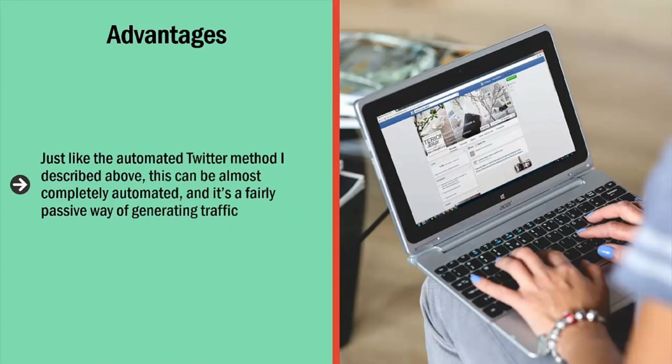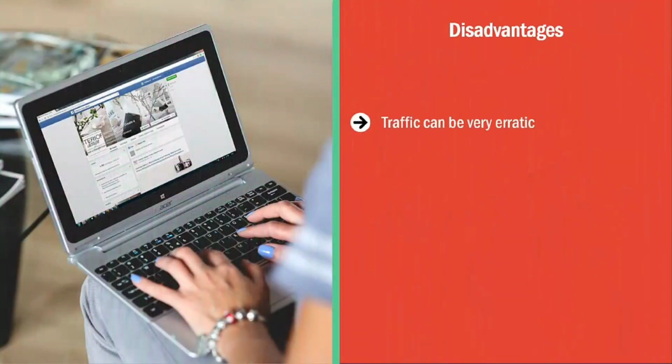Advantages. Just like the automated Twitter method I described above, this can be almost completely automated and it's a fairly passive way of generating traffic. Disadvantages. Traffic can be very erratic. On some days, you can get quite a bit of traffic because you shared really high-quality content. On other days, people might not be all that responsive.